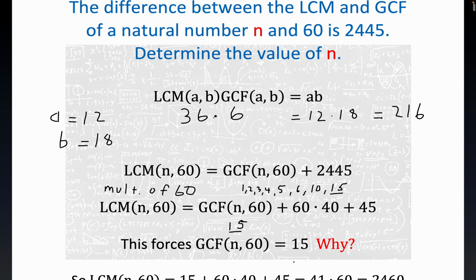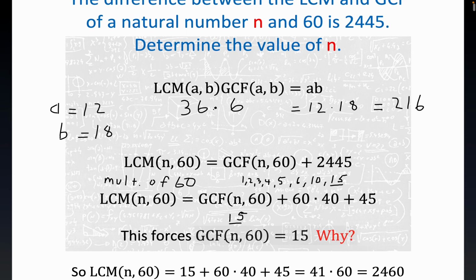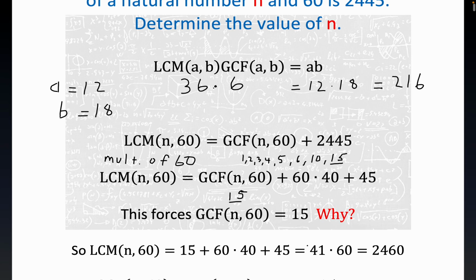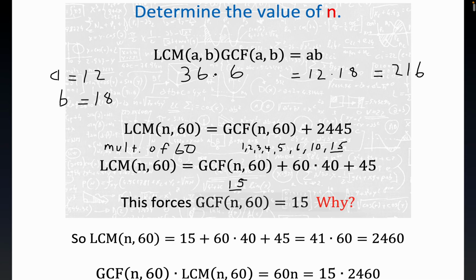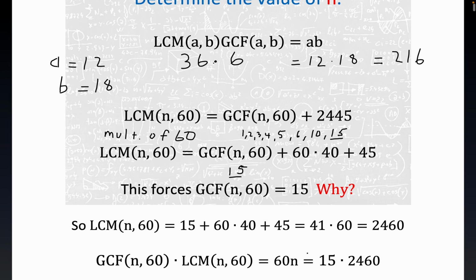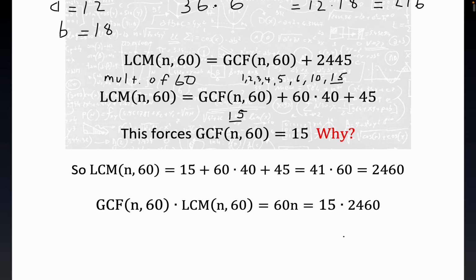So let's keep going. This forces the GCF to be 15. And so what we can do is add this 15 right here, which is just a continuation of this statement. It was 40 times 60, but if you add another 15, that makes it 41 times 60. Moving along, we are trying to solve for n. So this would tell us that n is equal to, you can divide by 60 on this side, 15 over 60 is 1 over 4, so you'd have 2460.